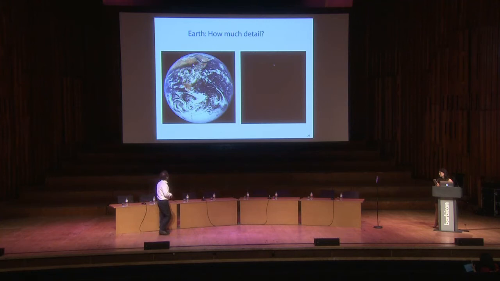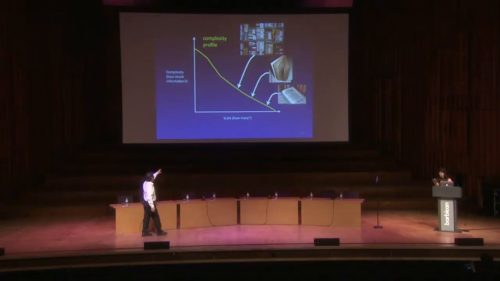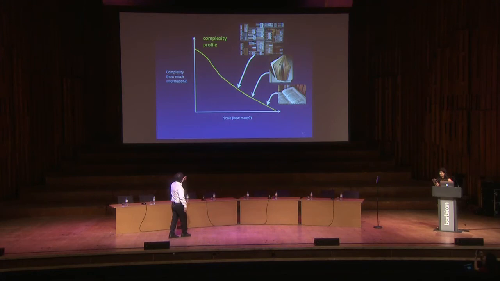So how do we discuss this? The answer is an idea which we call the complexity profile. It's the amount of information necessary to describe the system as a function of the scale of resolution. If we have more detail, there's more information. If we have less detail and larger scales are the things that we describe, we have less information.